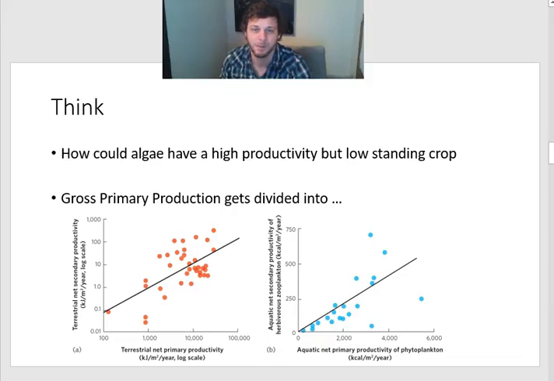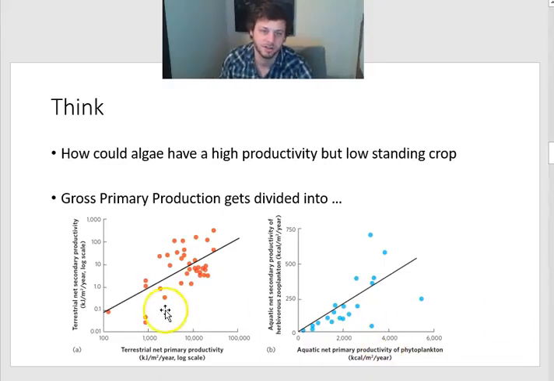But first, I want you to think. So we talked about this. How could algae have a high productivity but a low standing crop? Because they get eaten very fast, right? And then your GPP gets divided into what? It gets divided into the net energy. That net energy is going to be stuff that is used for growth and reproduction. And it gets divided into that energy that got used, right? That got respired. And so it can break into energy that's available for the next group and energy that is not available for the next group.